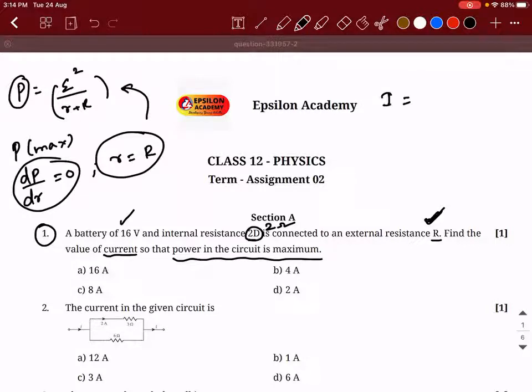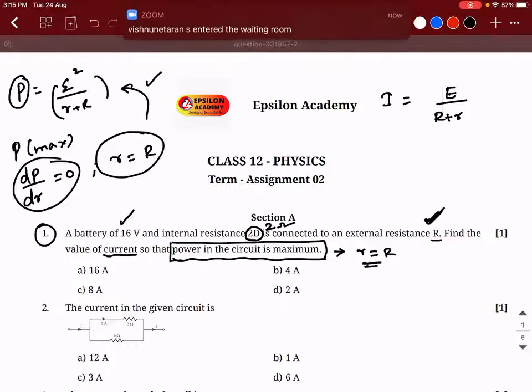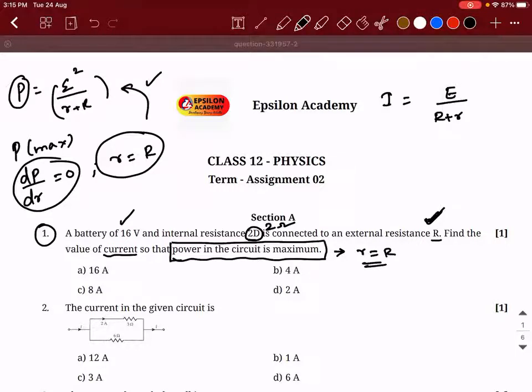I is equal to the EMF applied across the circuit divided by capital R plus small r. Remember this concept. Going forward, you need not do all these differentiations. Wherever you see a question where power is maximum, especially when electronic devices are connected across resistors, the internal resistance will be equal to the external resistance.